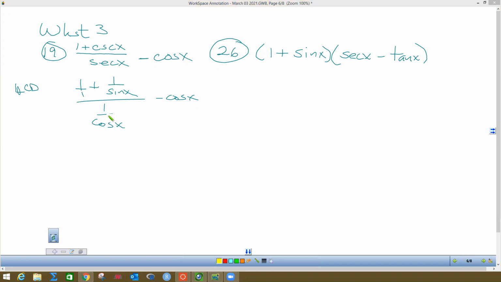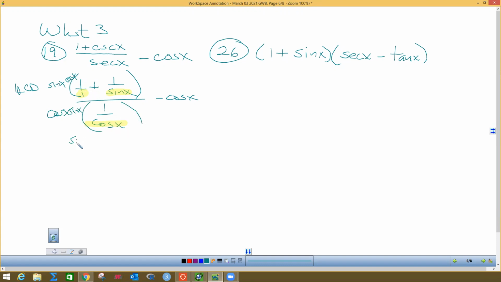So I'm looking at all of these denominators. So the LCD is those multiplied together, which is going to be sine x times cosine x. And we're going to multiply that by the top and the bottom. So on the top, we're going to distribute it to this part. This is going to be sine x cosine x.